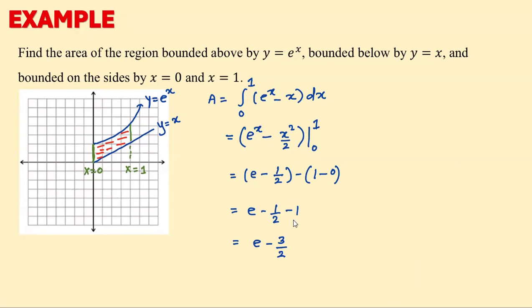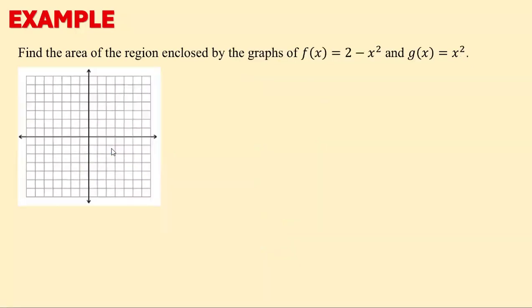Negative half minus 1 is negative 3 halves. So our final answer is e minus 3 over 2. So that is the area of the region, which is shown here in red. Okay, that's our first example. Let's move on to the second example.